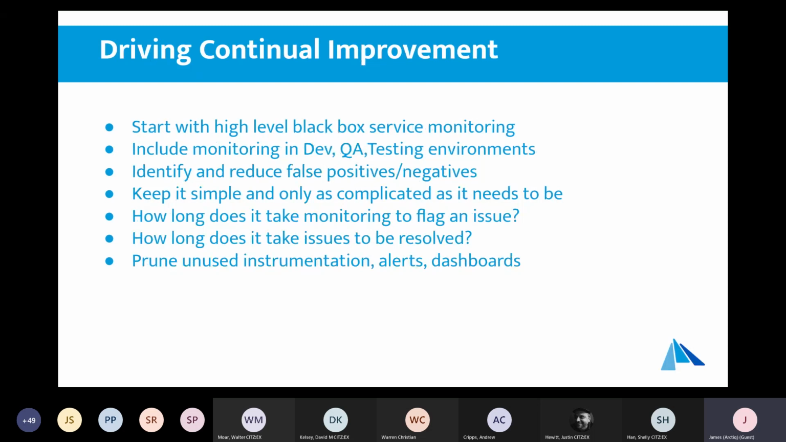So to summarize, you want to be driving continual improvement. If you don't have any monitoring or you have very limited monitoring, that's okay. It's something that you continually improve and mature over time. Start with high-level black box service monitoring and try to use the same monitoring tools in production. Use them in your dev environment, use them in your QA environments, your testing. You might not be alerting people, but it can help.